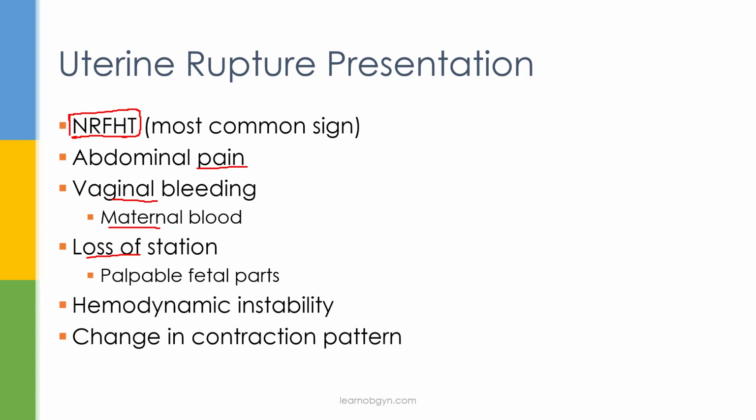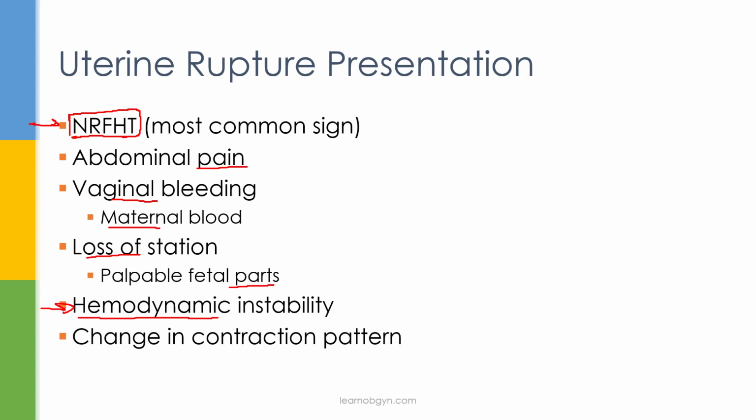As the fetus moves away from the pelvis, the station, or how low the fetus is in the pelvis, will decrease. If the fetus goes up high enough, it may enter the abdomen, and sometimes you could actually feel fetal parts such as a hand or a foot or a head on the abdominal exam. With a significant rupture and lots of bleeding, mom will also experience hemodynamic instability. So remember, this is dangerous both for the fetus and for the mom, and that's why an urgent or even emergency C-section is the next step.